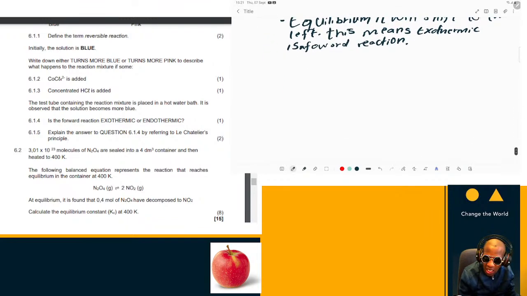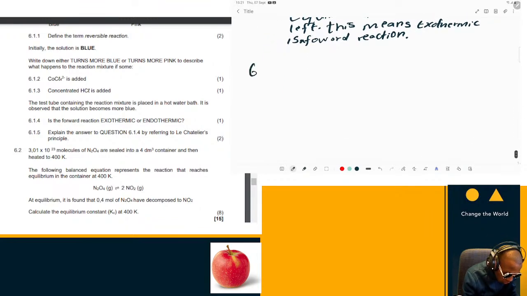Okay, now we are going to 6.2. In chemistry, guys, the answer is in the scenario. You have to read the scenario, and reread the scenario if you don't know the answer. Whenever you come across a scenario, the answer is in the scenario. So let's read 6.2.